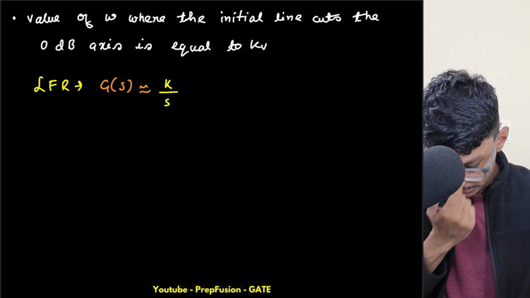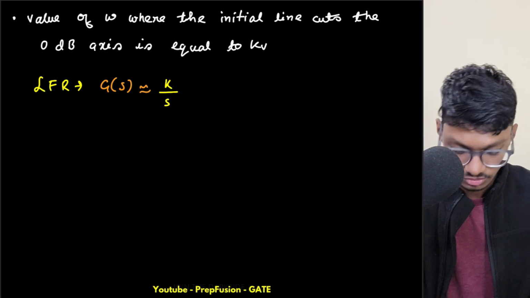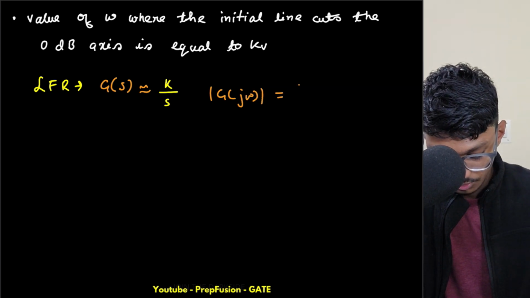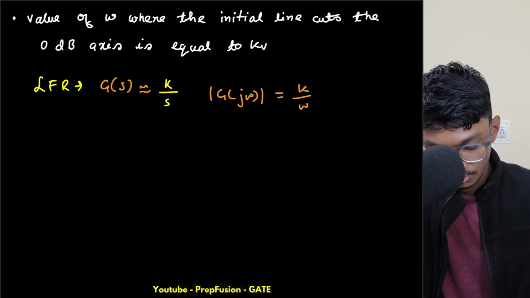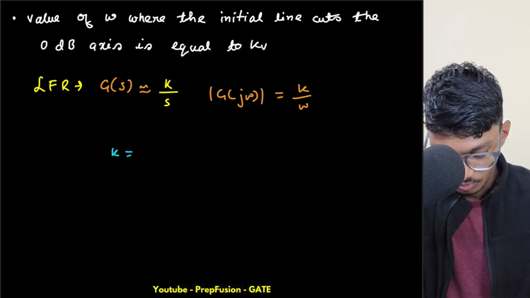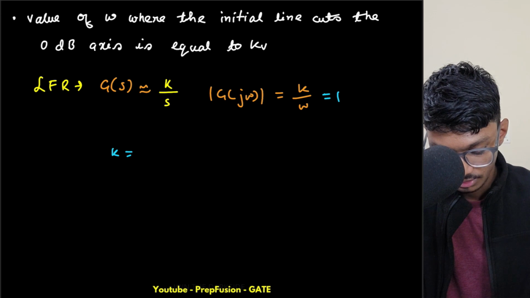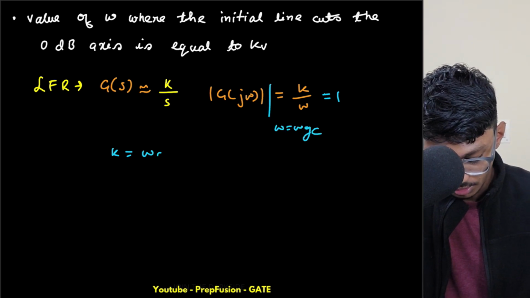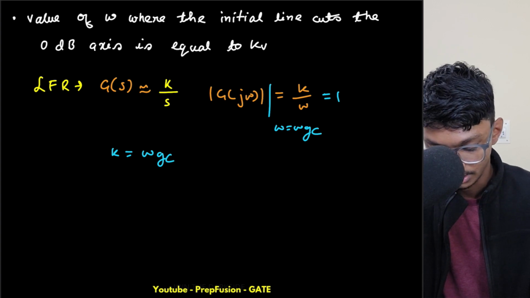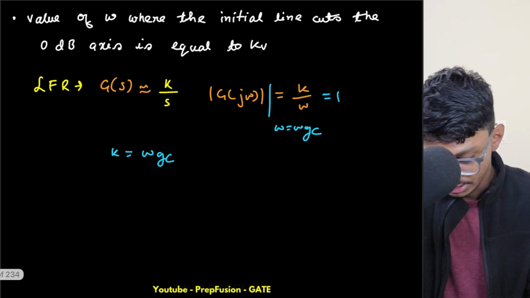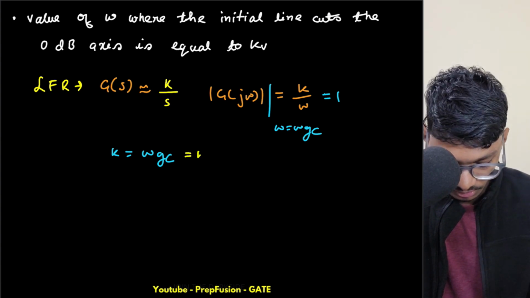Now what is the magnitude? The magnitude of G of j omega equals k by omega. At unity gain frequency, the magnitude is 1 at omega equals omega gc. So k equals omega gc. From here you can understand that we get the same formula as I told you here. And obviously k is equal to Kv.